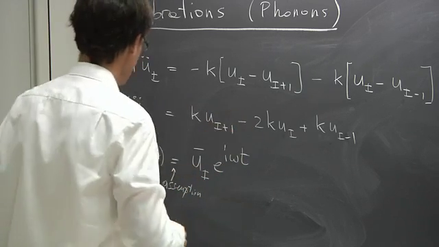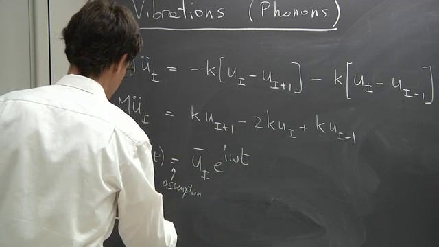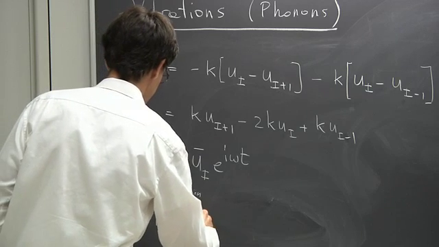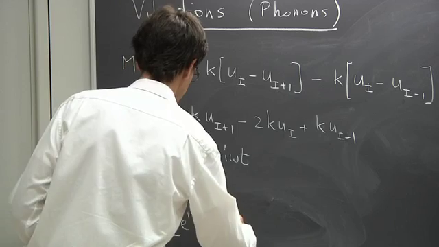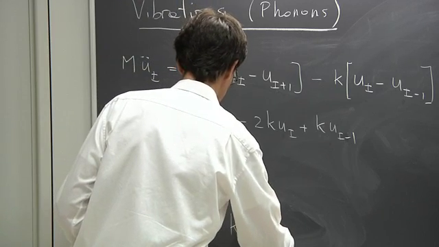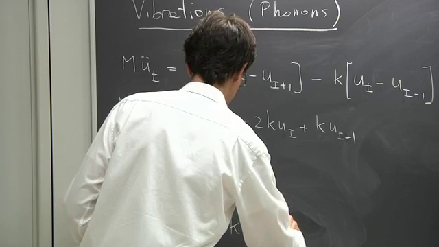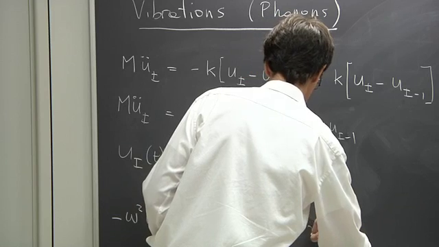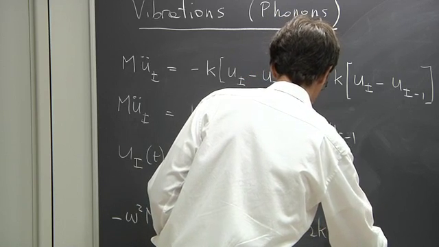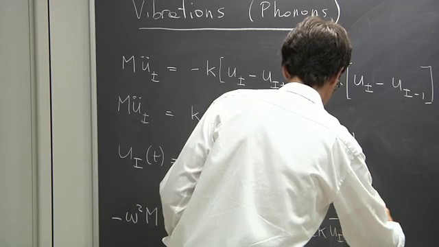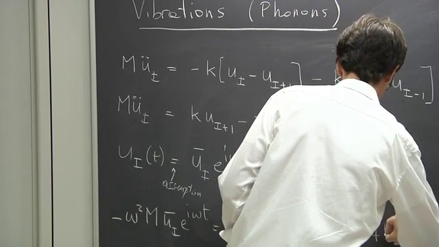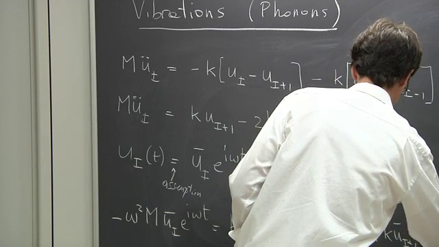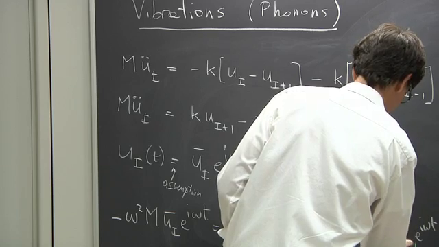If I accept this assumption, this equation becomes minus omega squared m u_i bar e^(i omega t) equals k u_(i+1) bar e^(i omega t) minus 2k u_i bar e^(i omega t) plus k u_(i-1) bar e^(i omega t). Minus 1, sorry. That's a mistake.